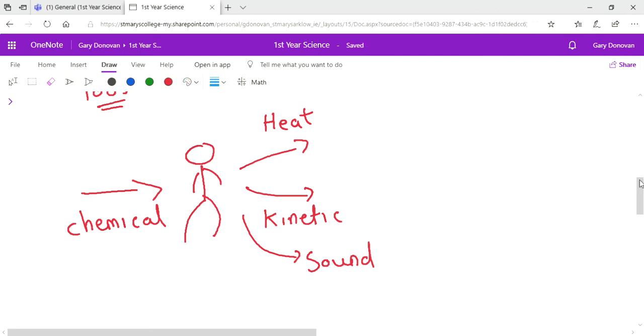So now what I'd like you to do is try worksheet number 2, where you try and practice different energy transfers. And I'll put up the answers to that worksheet on Teams later today or tomorrow.